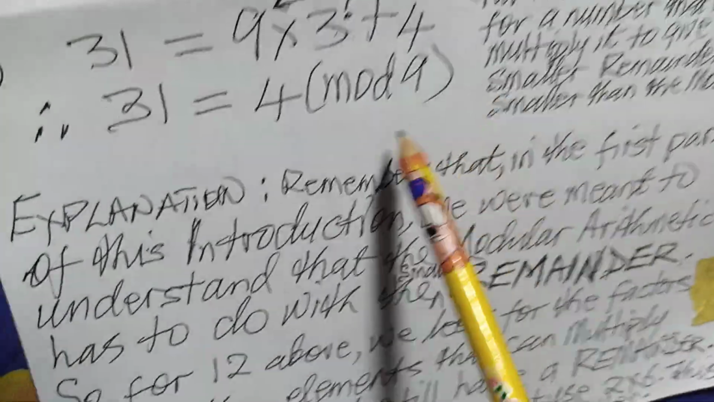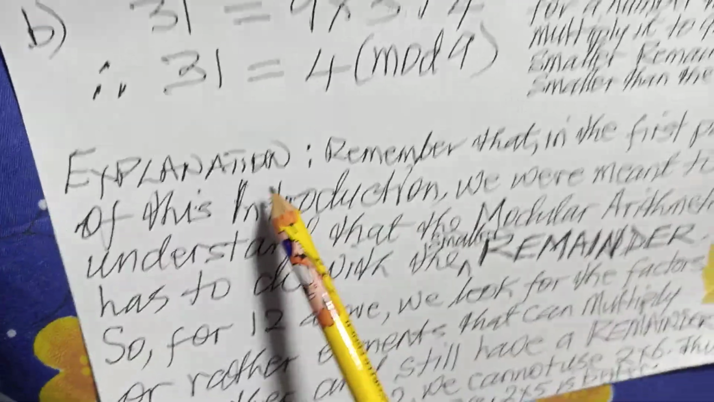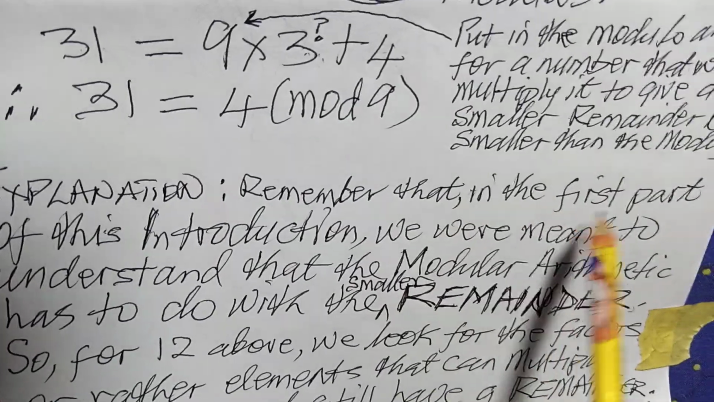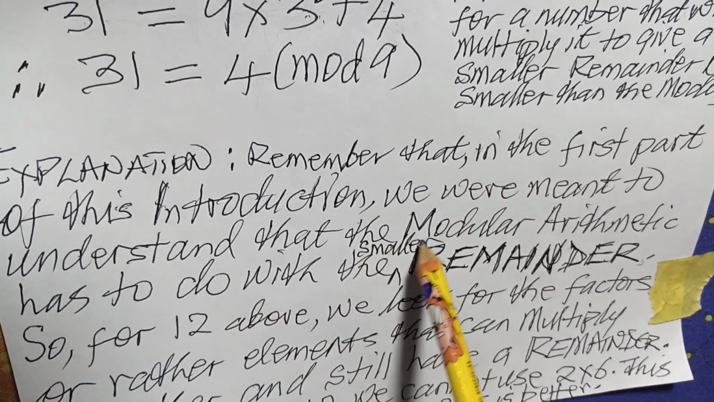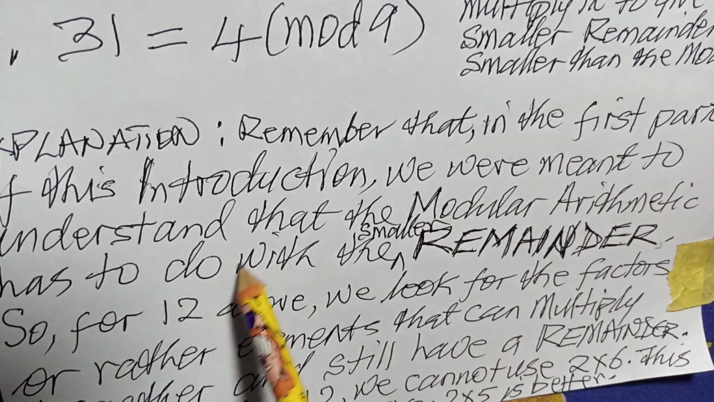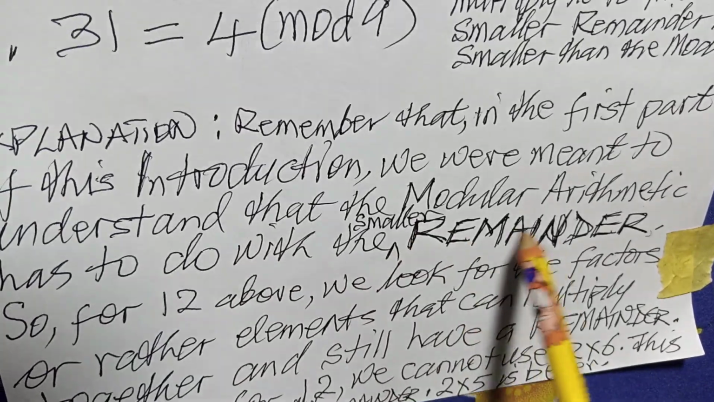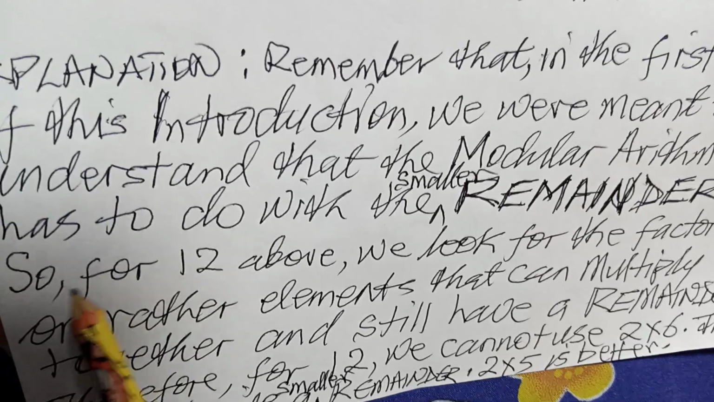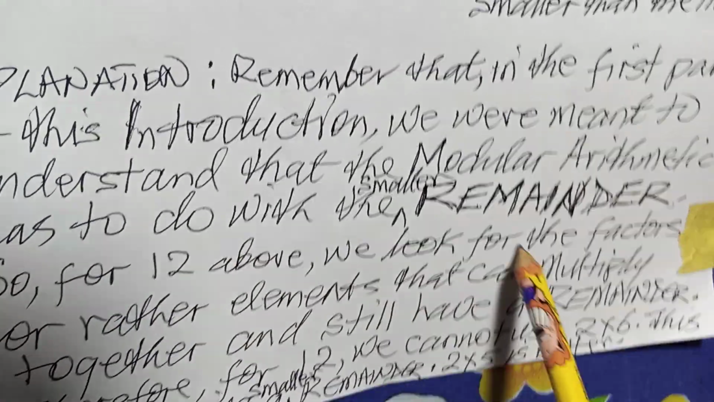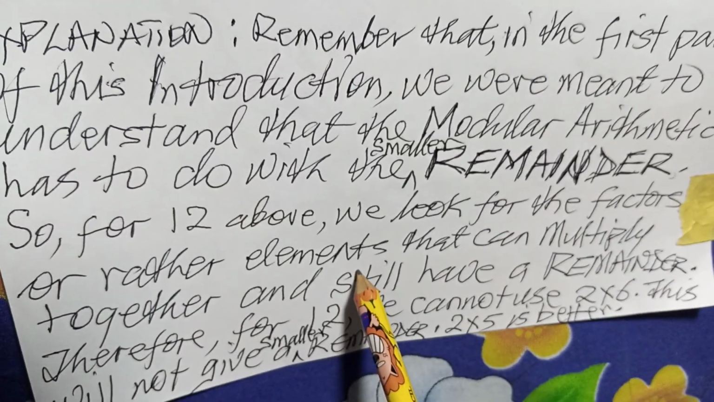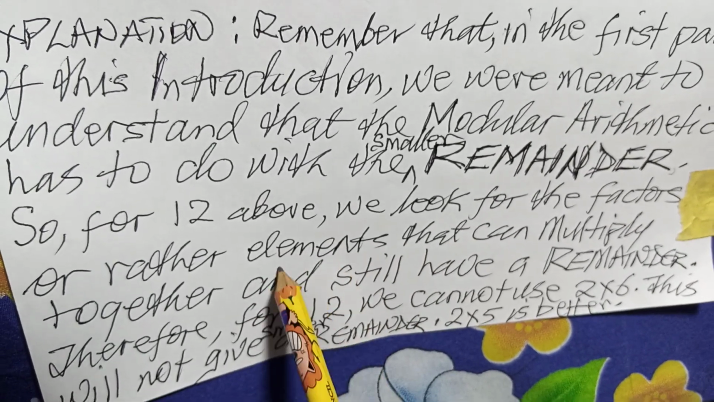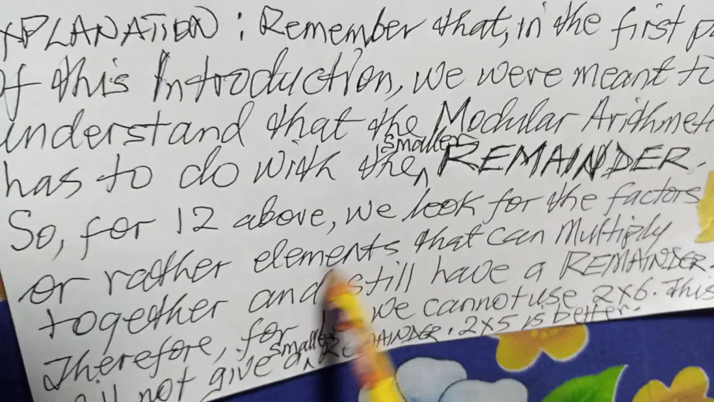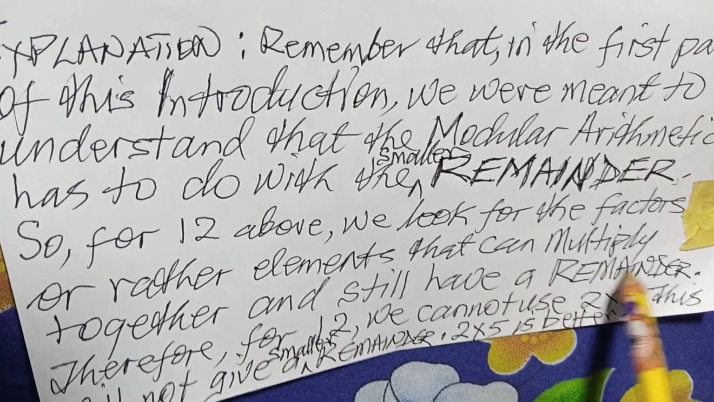That's the solution. And a little explanation says, remember that in the first parts of this introduction, we were meant to understand that modular arithmetic has to do with the smaller remainder. Always remember that. So for 12 above, we look for the factors, or rather we call them elements, those numbers that will multiply together and still have a remainder.